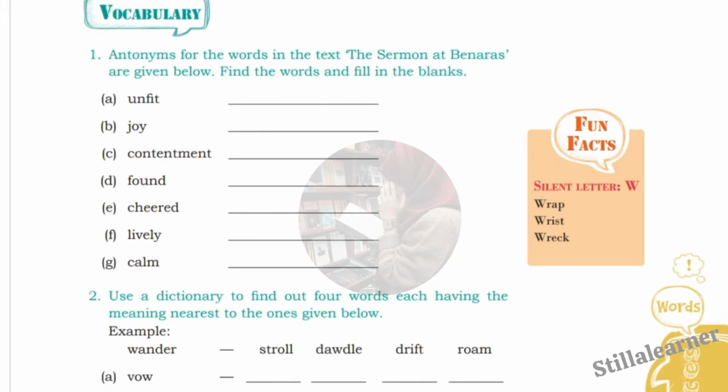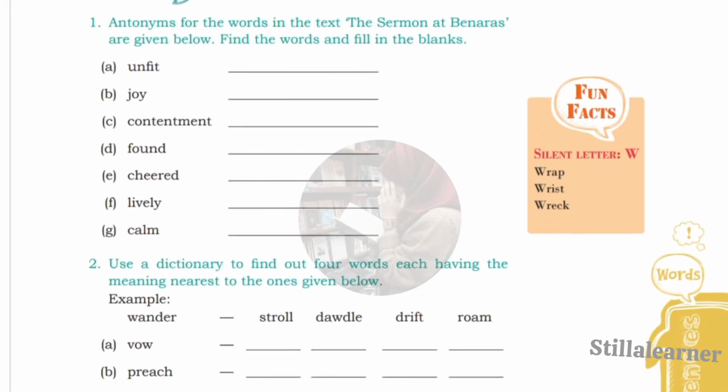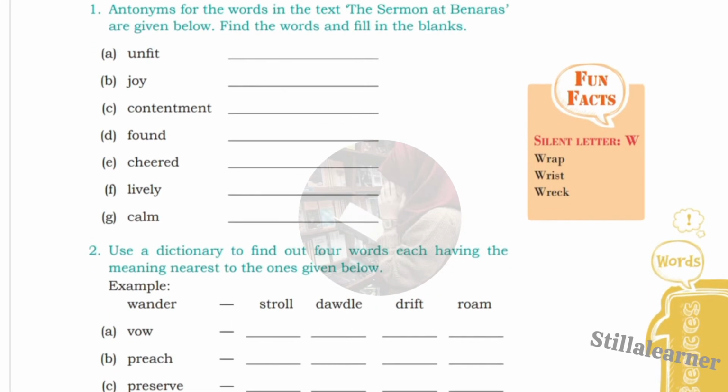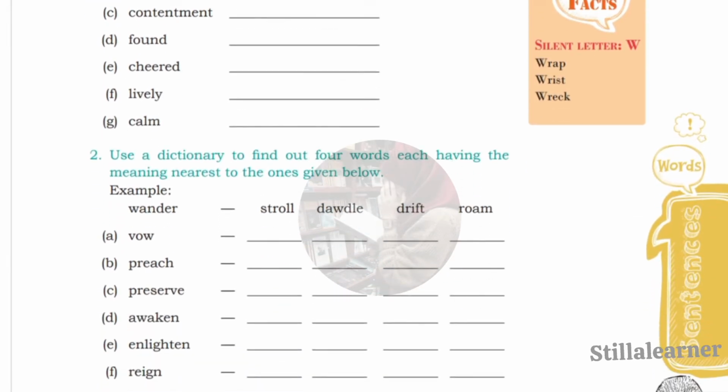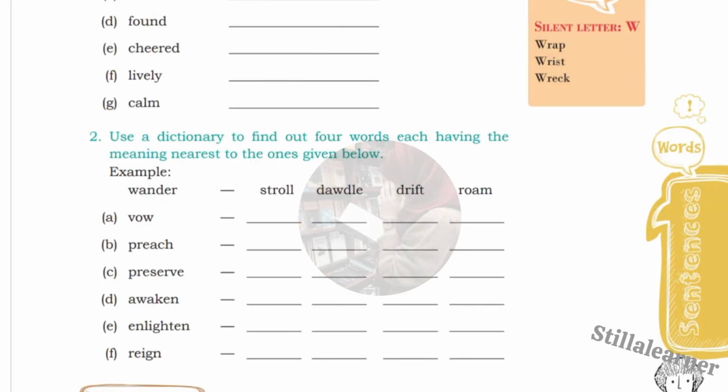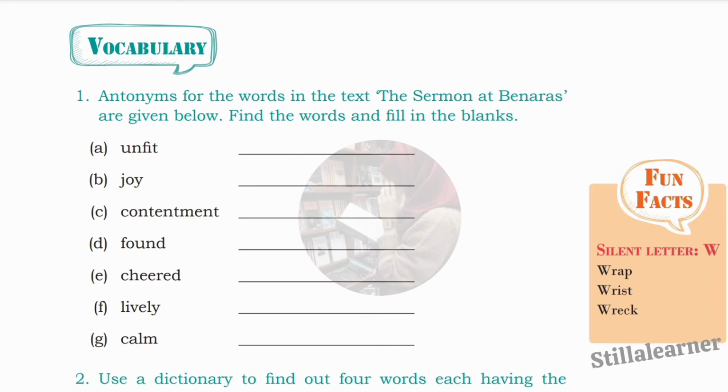Now we'll move to the next part, which is the vocabulary part. So here in this vocabulary part, we have been given some words from our lesson, the Sermon at Banaras. Okay, now what we have to do? We have to write down the antonyms of the given words. Do you know what is an antonym? Antonym is nothing but the opposite of the given words.